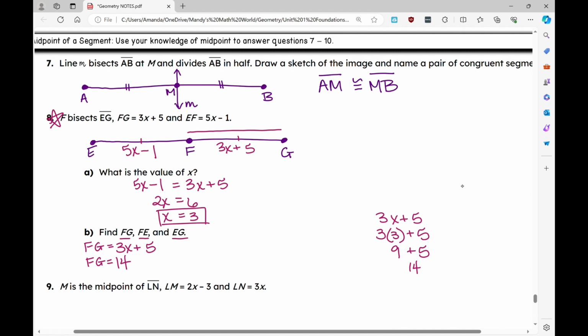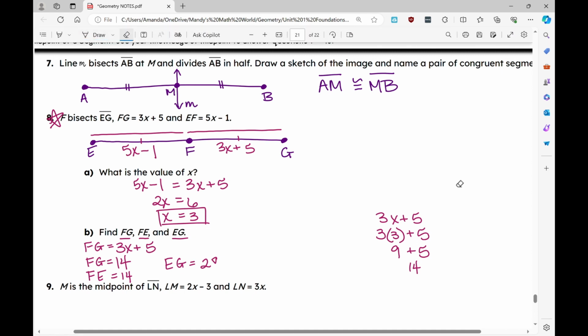Well, FG is congruent to EF, which means EF, or FE, is also 14, which means the entire thing, EG, is what? Well, it's going to be twice that, right? So the length of EG is going to be 28. 14 plus 14. Oh, goodness. My computer's doing crazy stuff now. It's not going to let me. All right. Equals 28.